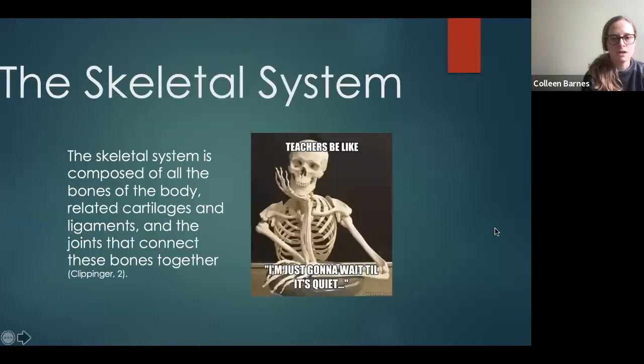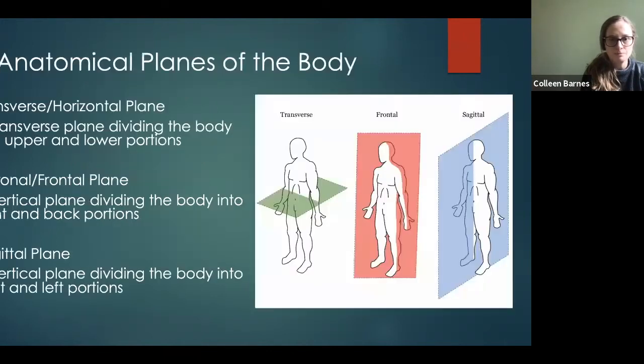Diving right in here, the skeletal system is composed of all the bones of the body, related cartilages and ligaments, and the joints that connect these bones together. So it's not just the skeleton, it's everything directly related with it.